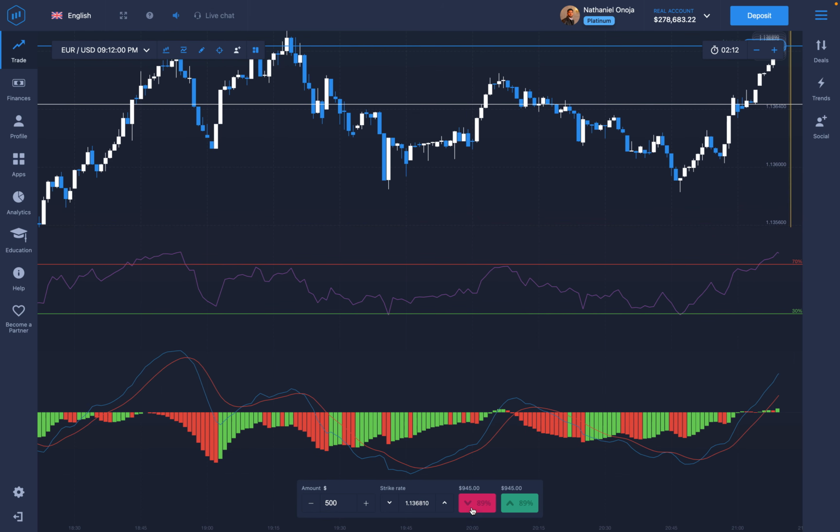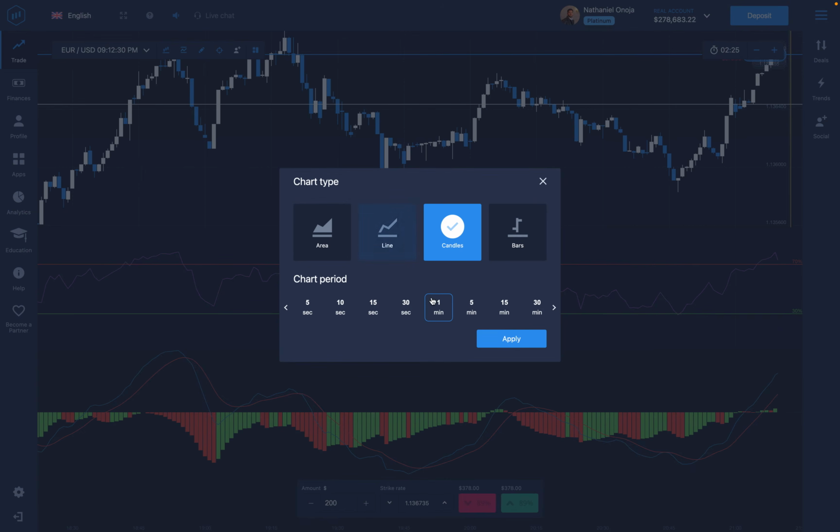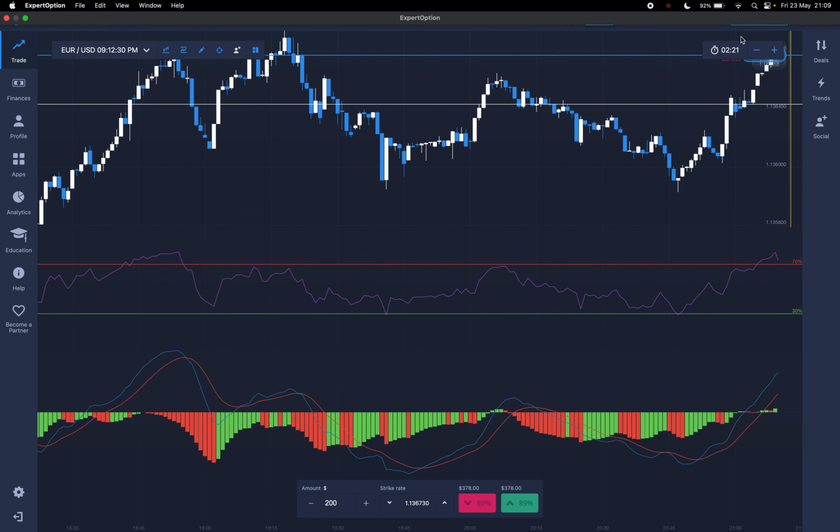If I say down, this is red. It means I am speculating the price will come down within 3 minutes. This is the amount I would go into a trade with. Okay, go 200. And here, if I say up, it means I am speculating that the price will go up within 3 minutes because I've already selected my trading duration. So that is that.